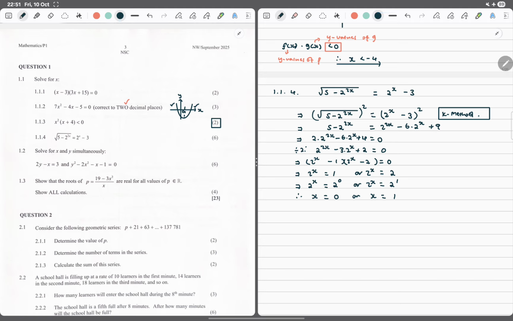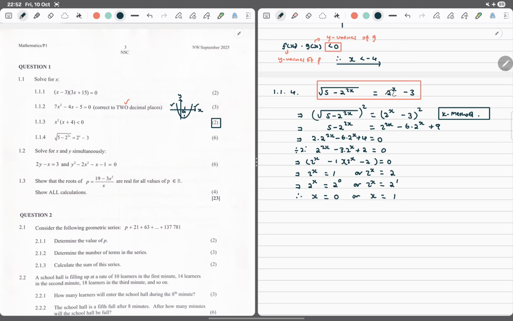But remember guys, we don't celebrate just yet. We check if our solutions are correct. And we check where? In the original. And here the checking is mandatory. Without doing it, a mark can be lost. So if we look there, when we put 0 where x is, what do we get? We get 0. Therefore, 2 to the 0 is 1. 4 minus 1 is 5 minus 1 is 4. Square root of 4 is 2. So this is a positive square root of whatever is inside. So this is a plus 2.